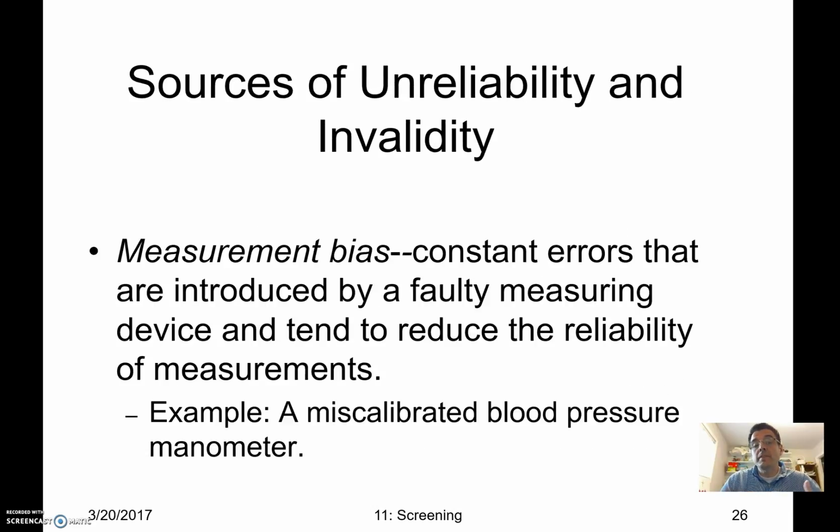So when we think about unreliability and whether a test is invalid, there are things that can contribute to that. And I will talk a few minutes about some of the sources that can make a test unreliable and invalid. For example, measurement bias, where you can have constant errors that are introduced by a faulty measuring device and that tend to reduce the reliability of measurement. So like a miscalibrated blood pressure manometer, the example that I gave before in the recorded lecture. And so it just is not measuring with any type of precision.